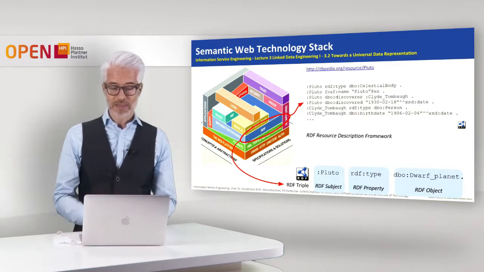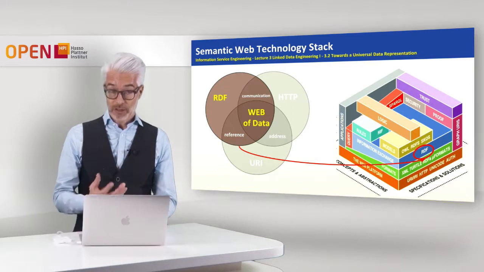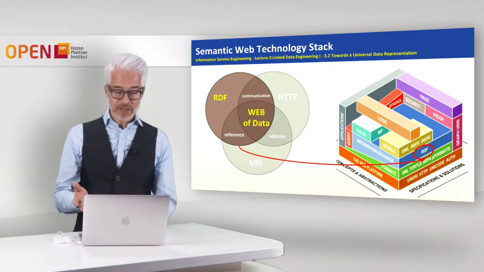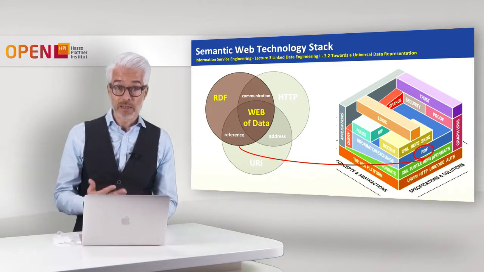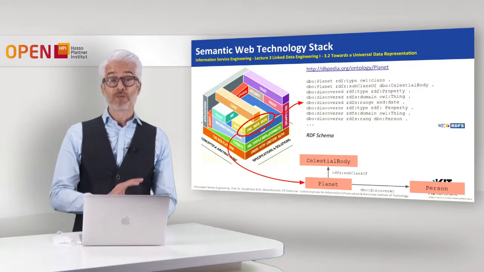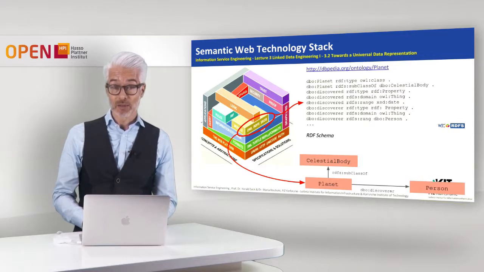So here you see several examples of information about Pluto. But we will dive deeper into RDF in one of the next lectures. So you see RDF is the universal language that is used here to represent knowledge, and together URI, HTTP and RDF, these are the building blocks of the web of data. Of course, they are not sufficient to really represent full-fledged information that is necessary to make sense of the information and to understand the information.